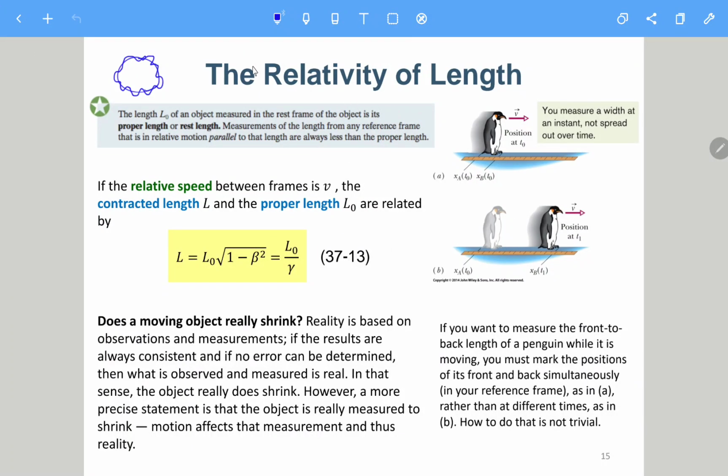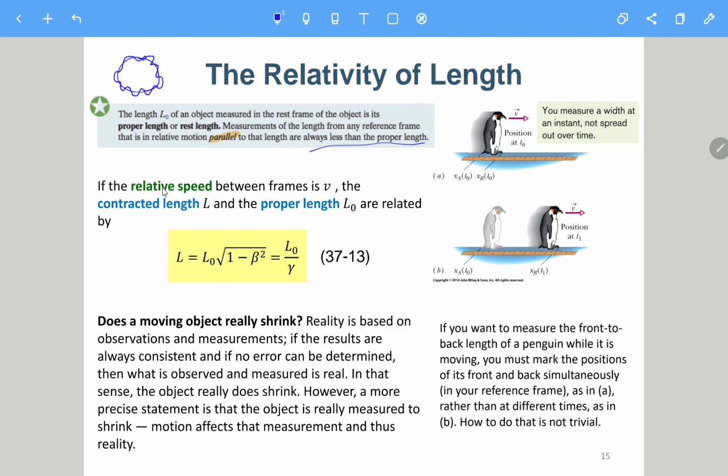So here we talk about the relativity of length. The length L0 of an object measured in the rest reference frame of the object is the proper length. Similar to time, when you measure in the rest frame, it is called the proper time, and here it is called the proper length or the rest length. A length measured from any reference frame in relative motion parallel to that length is always less than the proper length.